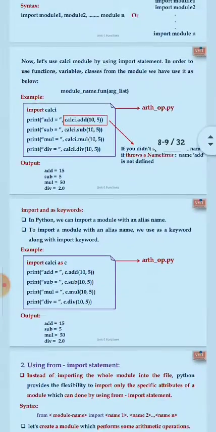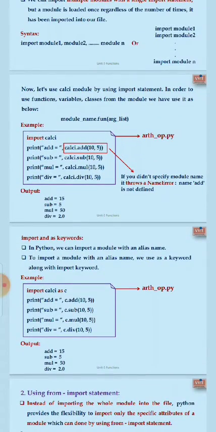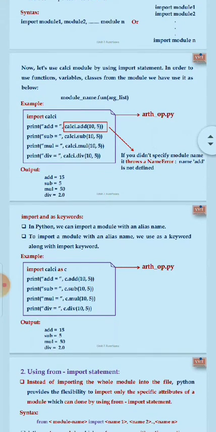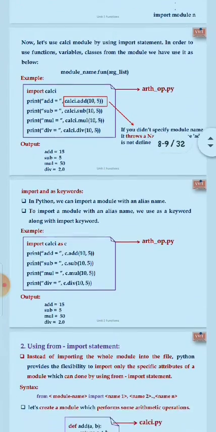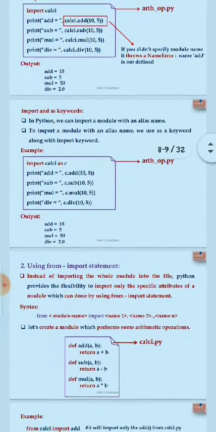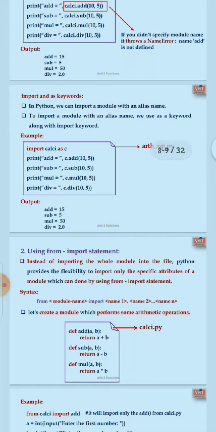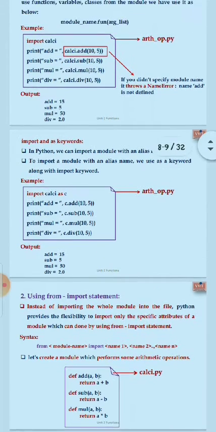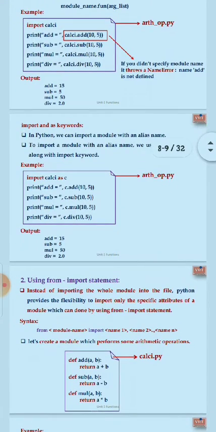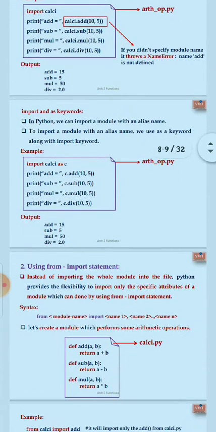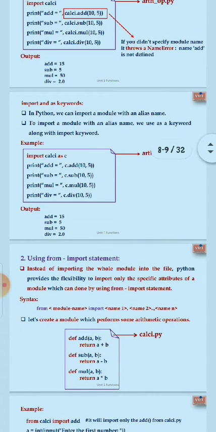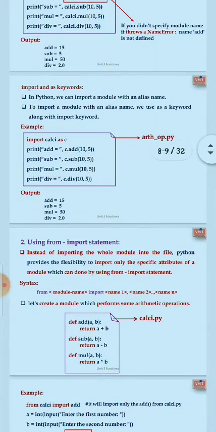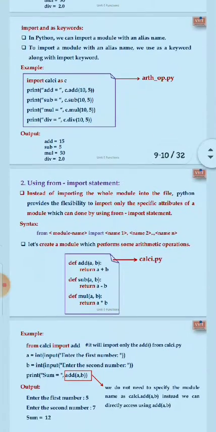Here, if we don't specify the module name, it shows a name error. So this is the output of the given inputs. Coming to import and as keywords, we can give a shortcut in order to import the modules. Here I have written import calc as C, so I have used C instead of calc. This is how we can access the modules, and this is the output.